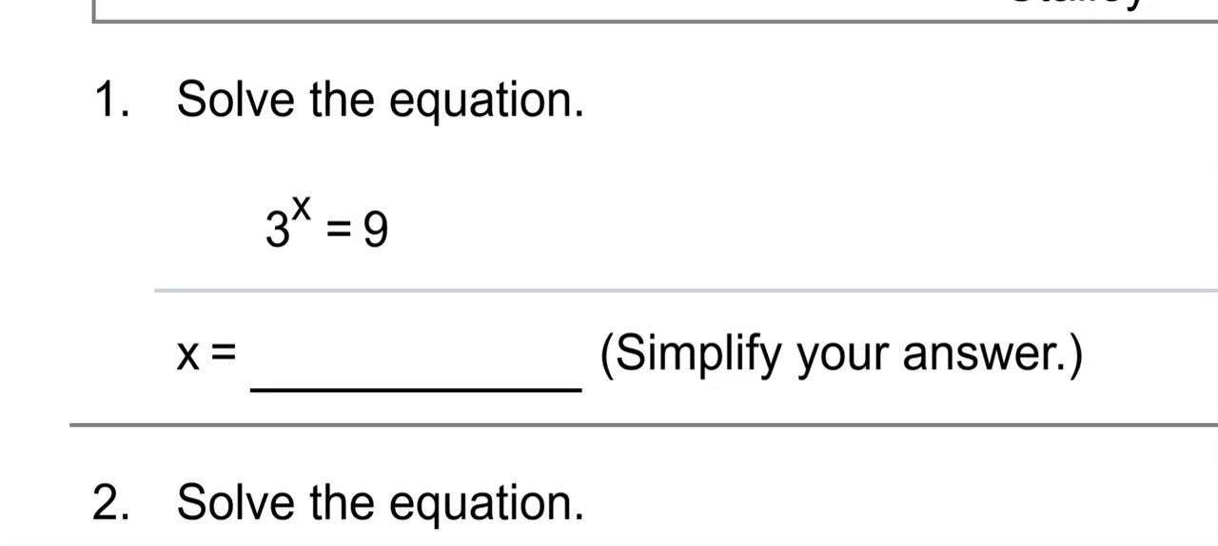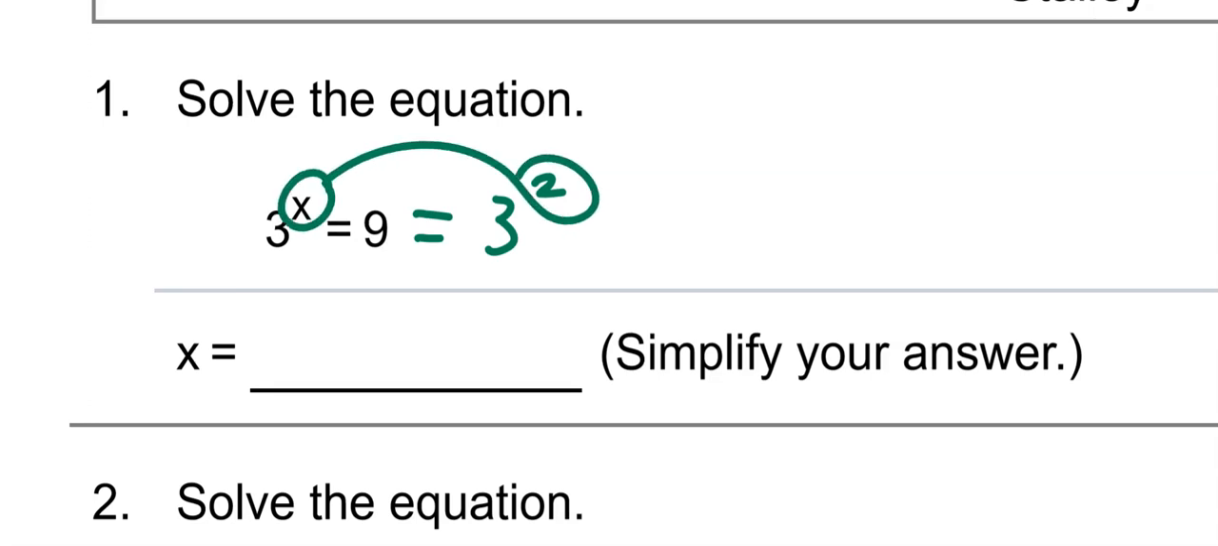Okay, so this is pretty straightforward. I don't really need to use a log property. I can change 9 into 3 squared, and I can tell you that the exponents have to be the same, so the answer to the question is 2. So in this case, I didn't need to use any log properties.